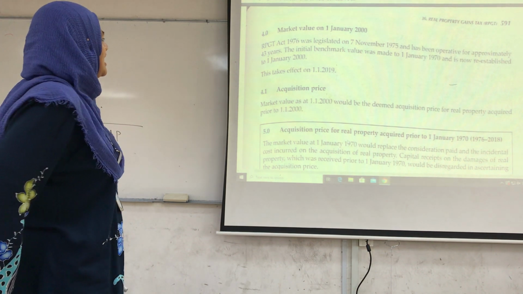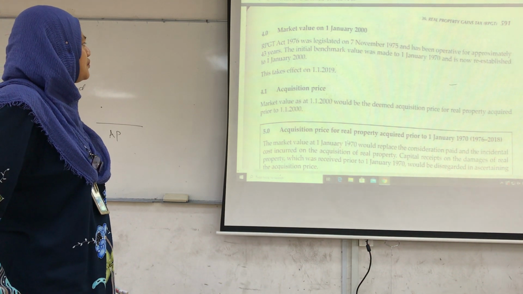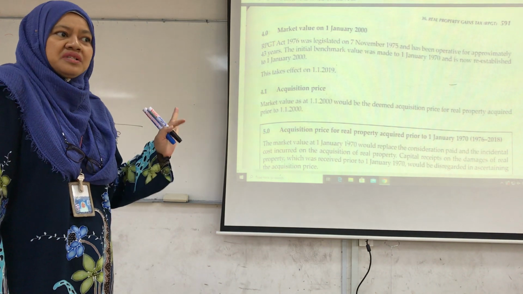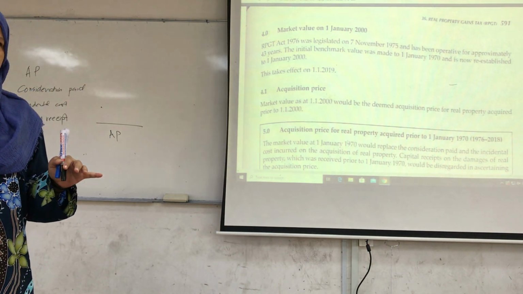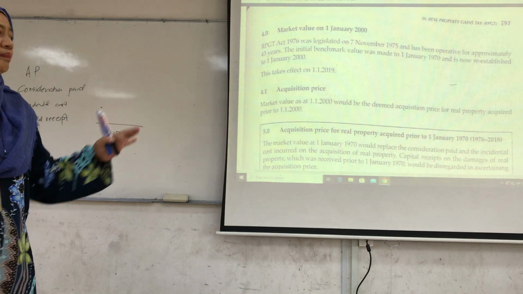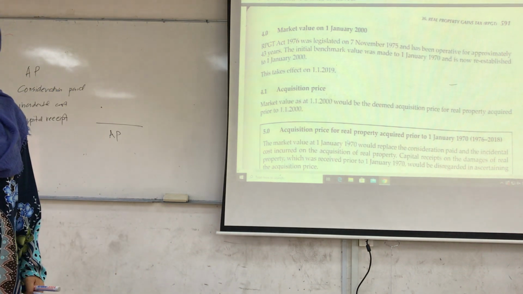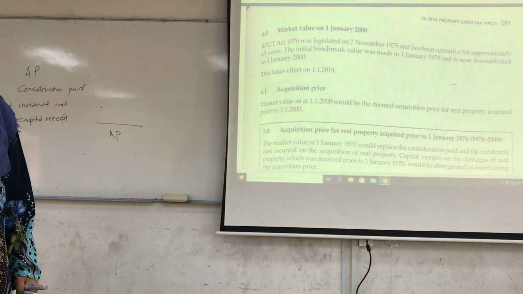The initial benchmark value was made to 1970 and is now re-established to 1st January 2000, effective from 1st January 2019. So this is very recent. So your textbook is YE 2019. This is the most recent textbook because that refers to the recent tax law. So for RPGT, you have to refer to the latest tax law.